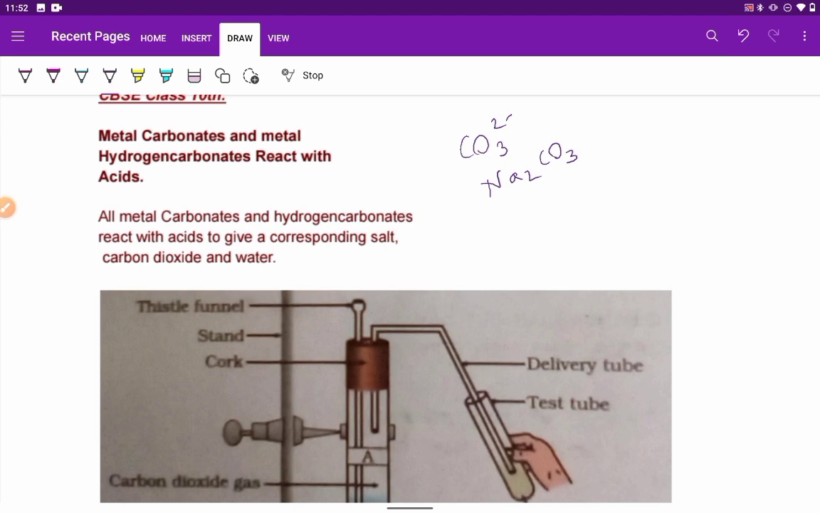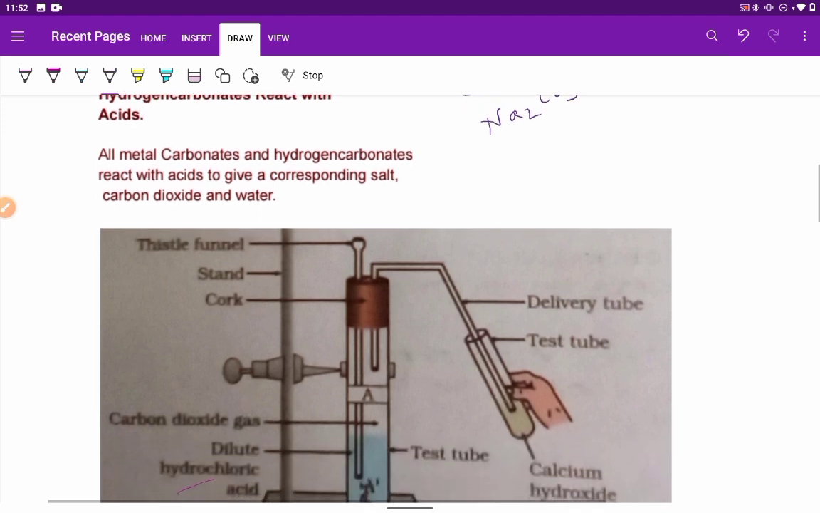In hydrogen carbonates, we will find the ion HCO3. So, whenever any metal carbonate or metal hydrogen carbonate reacts with acids, we get the corresponding salt, carbon dioxide and water. Corresponding salt means it will depend upon what acid we are taking. If we take hydrochloric acid, we will get the chloride salt. In case of Na2CO3, the salt produced will be NaCl.